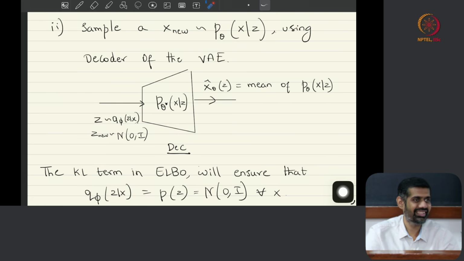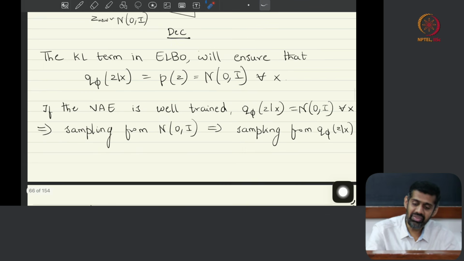Do you see the question? How was the decoder trained? The decoder was trained to give you the mean of p theta of x given z by taking samples of q phi of z given x as input. That is how we trained it. Now, during inference we are asking it to give me the mean of that distribution by taking samples of normal 0 1 as input. How?